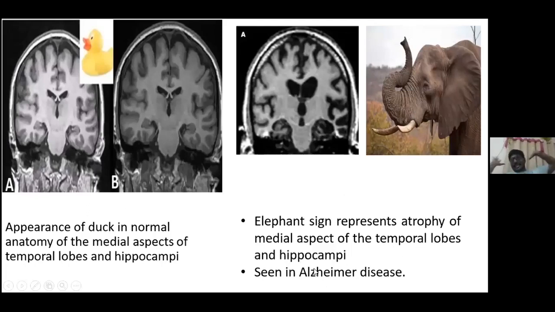Again, I want to emphasize here, you don't see this in all Alzheimer's disease. Mostly in the advanced stages of Alzheimer's, when all the atrophy has happened, there you can classically appreciate this elephant sign. The moment you see this brain, with the atrophied brain, widened sulcal spaces, widened ventricles and grossly atrophied temporal lobes, there you can appreciate this classical elephant sign. It resembles the trunk of this elephant.